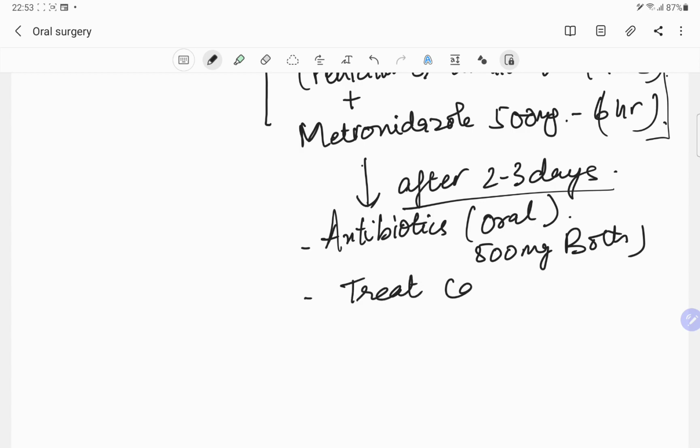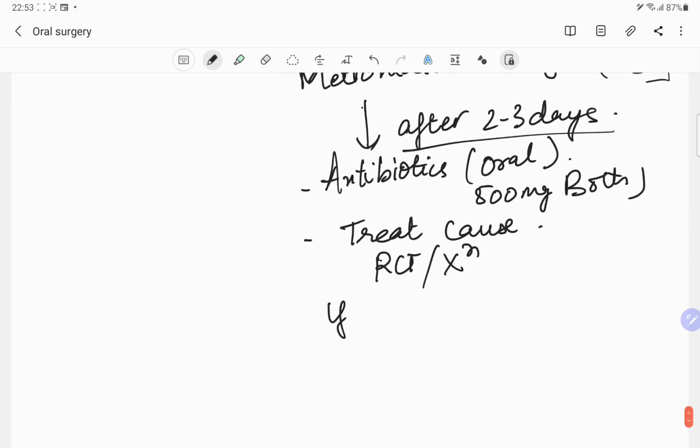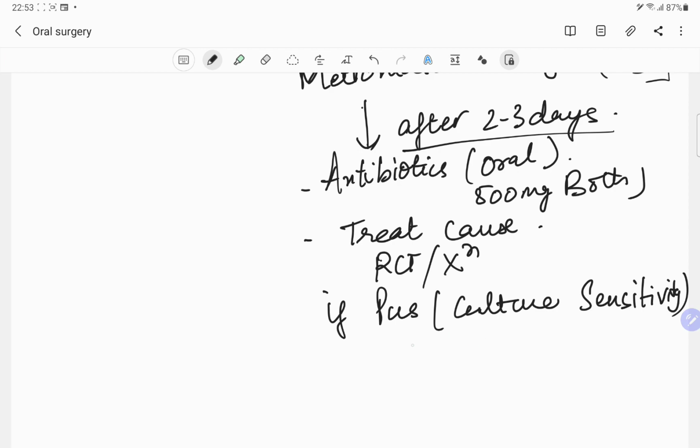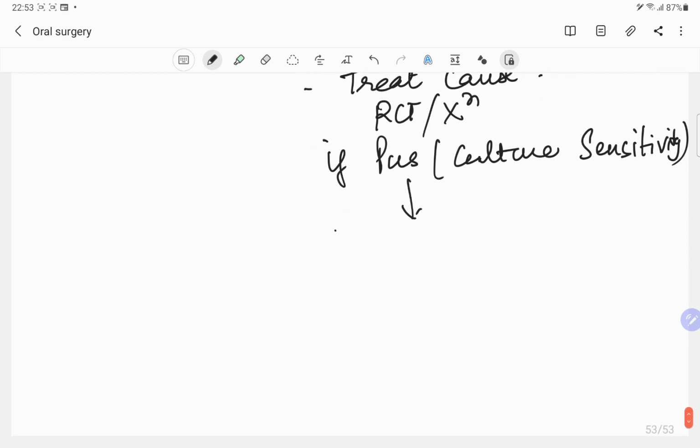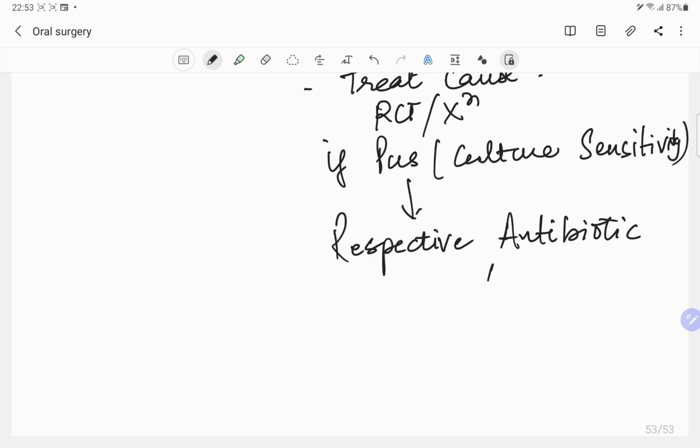If it is due to an odontogenic infection, we go for either root canal treatment or extraction of the teeth. If there is pus, then we go for culture sensitivity. We check which bacteria is involved so that we can give the correct antibiotic. So we give the respective antibiotic according to the culture sensitivity. We give it for 4 to 6 weeks.